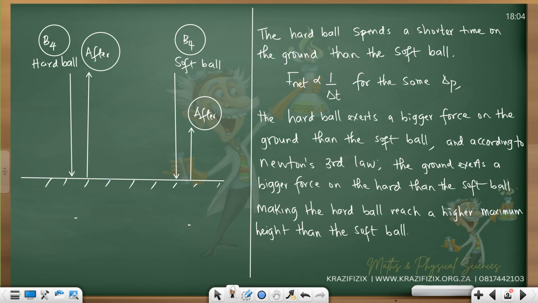There's something I want to bring in here before we go. So the softer ball will spend more time on the ground. I'll just look at two things quickly, and then you see, no calculation today, no homework.